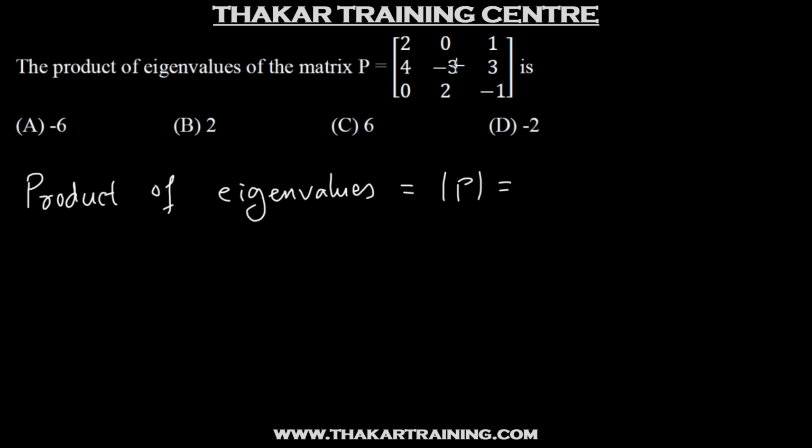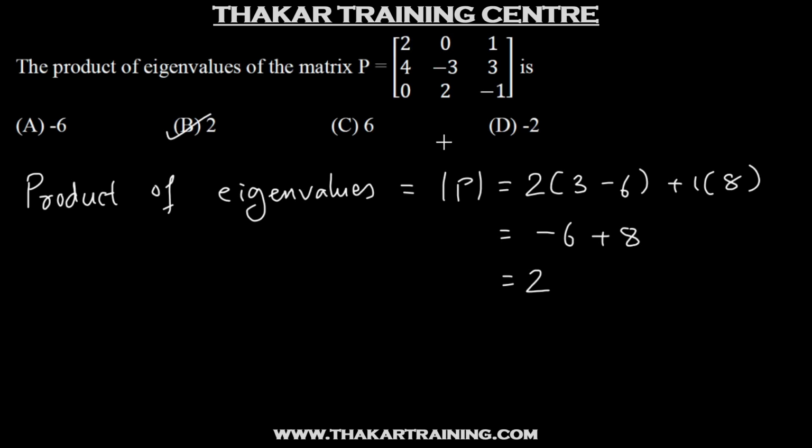So expanding by the first row, it is going to be 2 times 3 minus 6 plus 1 times 8. So this is 2 into minus 3 minus 6 plus 8. So the answer will be 2. So the product of eigenvalues for this matrix will be 2.